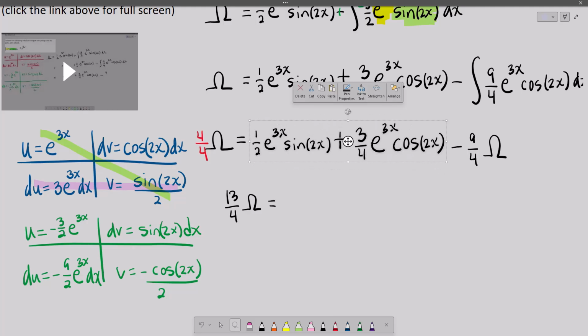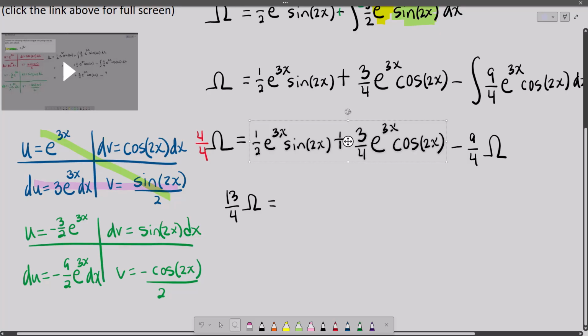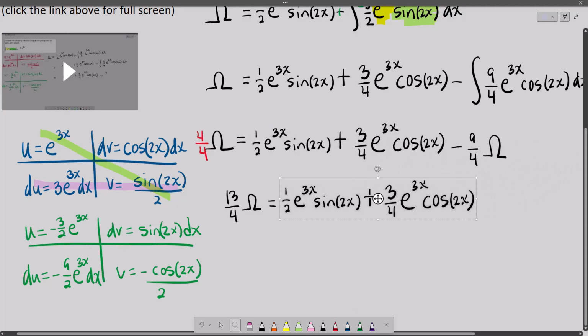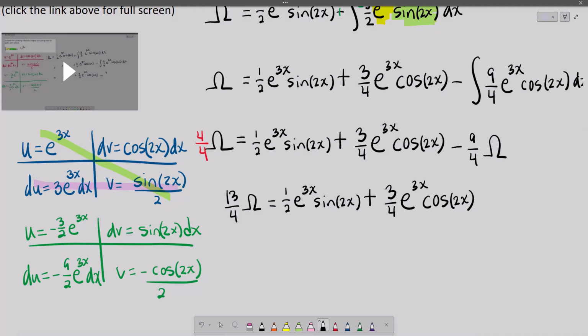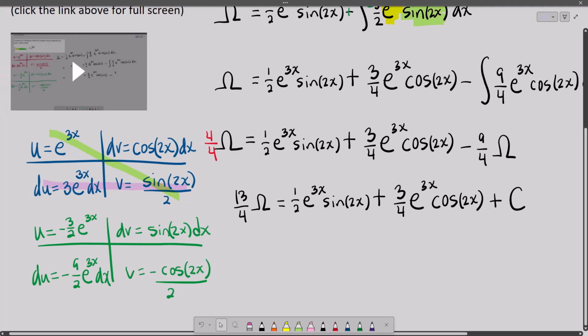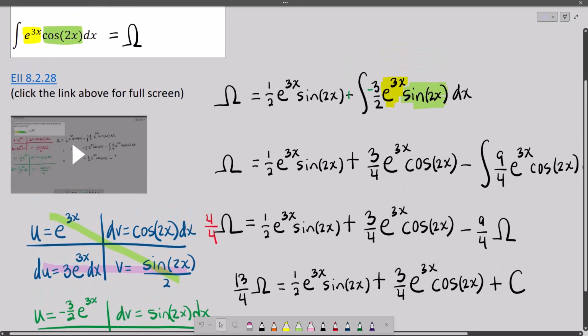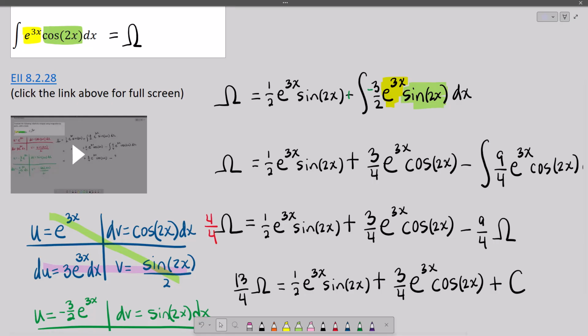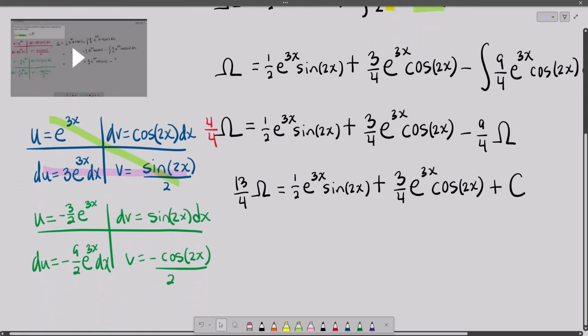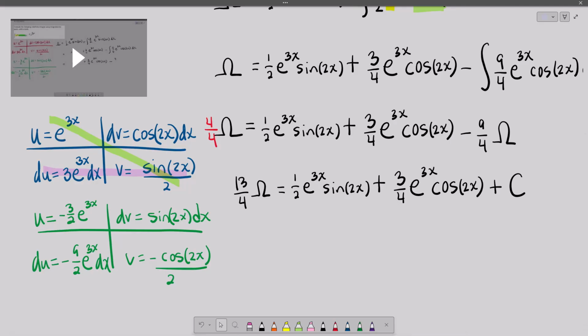Now, the one thing we have to be cautious of is, as soon as we move those omegas to the left side, we have to put a plus c. Because omega is an indefinite integral, right? Omega is this indefinite integral. We know indefinite integrals are going to have a plus c. So when we twist that over, we have to remember that there's going to be a plus c as the arbitrary constant on the right.